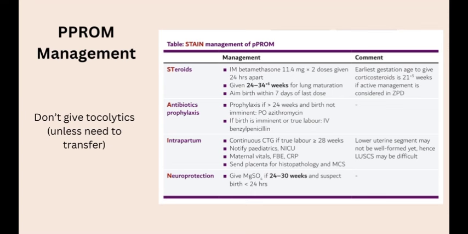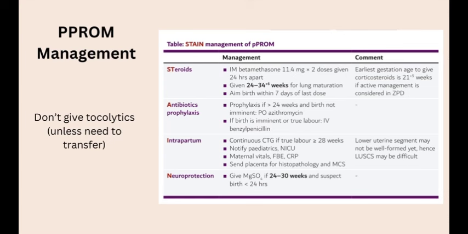So PPROM is very similar in a lot of ways to PROM. Some of the things that are a little bit different though, steroids are given between 24 to 34 weeks for lung maturation. Antibiotic prophylaxis is now azithromycin. That's for prophylaxis if the birth isn't imminent, so azithromycin is given after 24 weeks if the birth isn't about to happen. If the birth is imminent and PPROM, or if there's going to be an induction of labour, then IV benzylpenicillin is given just like preterm labour.